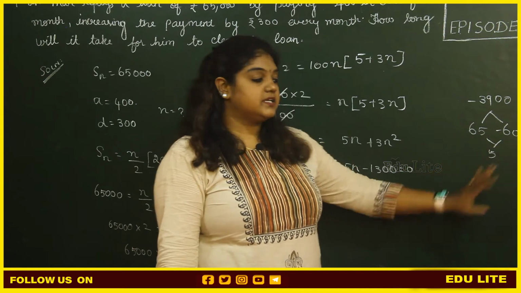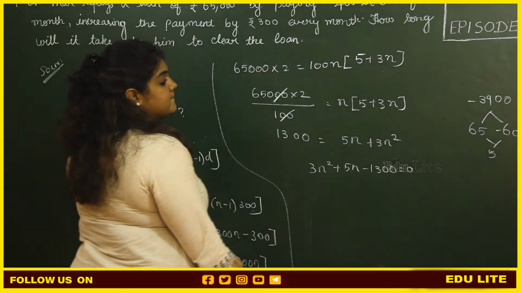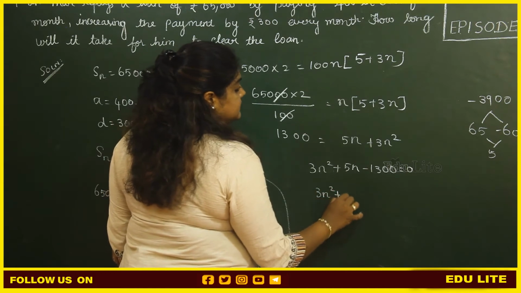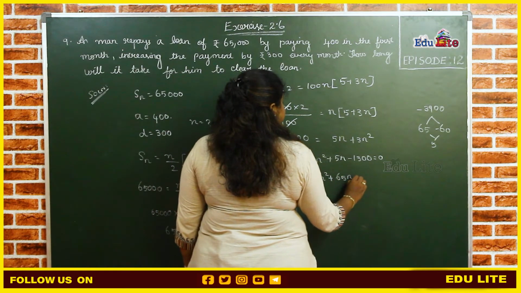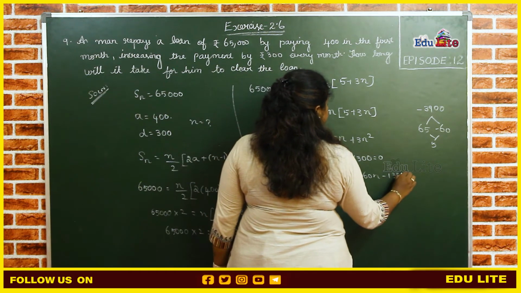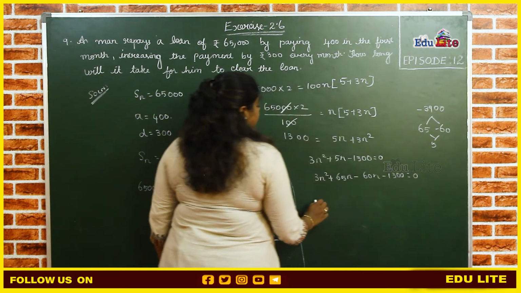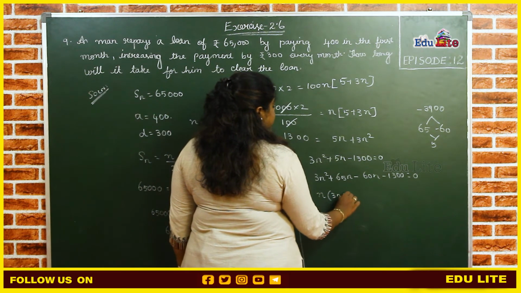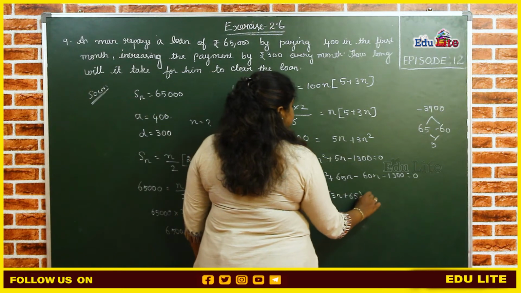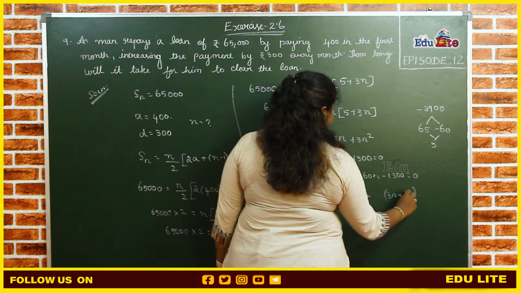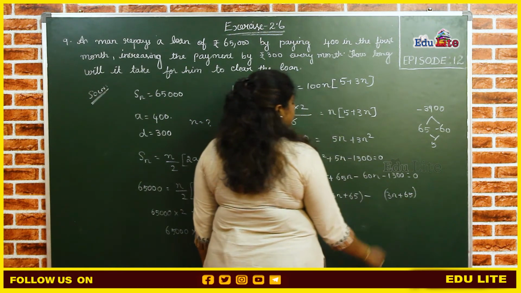65 minus 60, it is 5. Therefore, 3n squared plus 65n minus 60n minus 1300 is equal to 0. I will take n in common. Therefore, n(3n plus 65). Similarly, here also we should get 3n plus 65. We should take the common term accordingly.